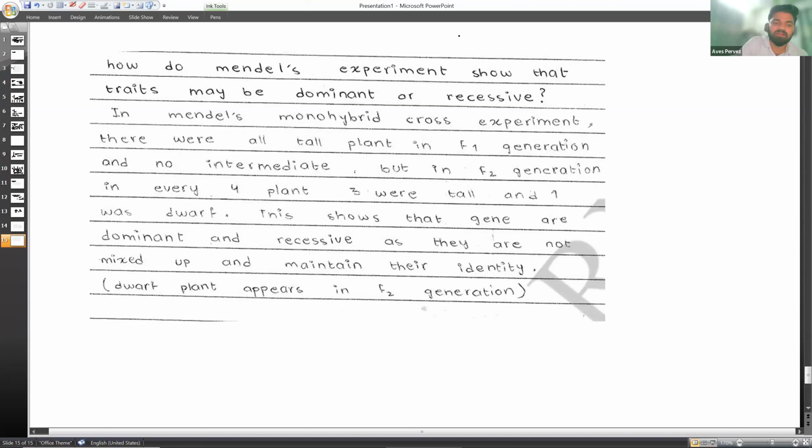Don't write it in brackets. Just remove the bracket here and write it as: dwarf plant appears in the F2 generation.